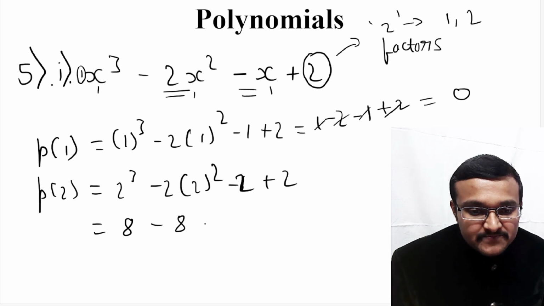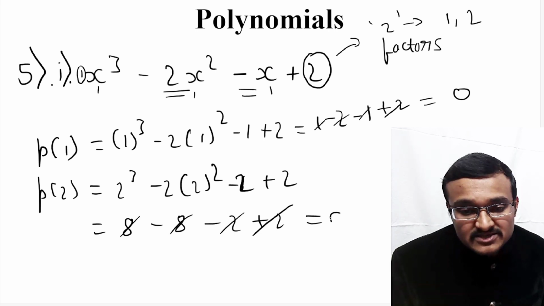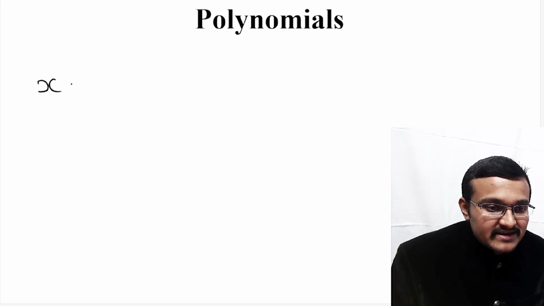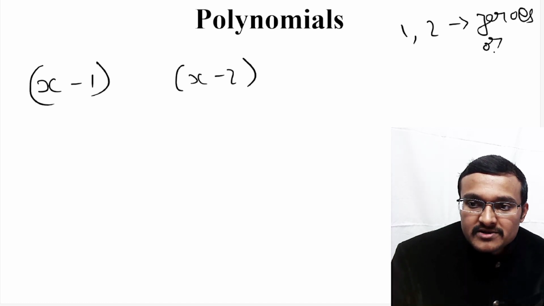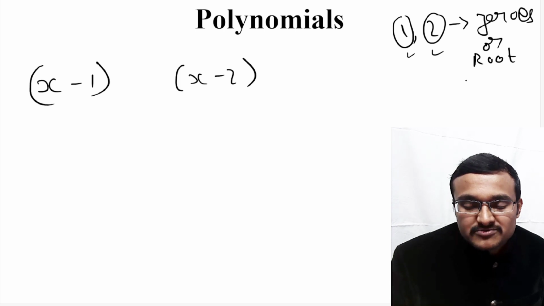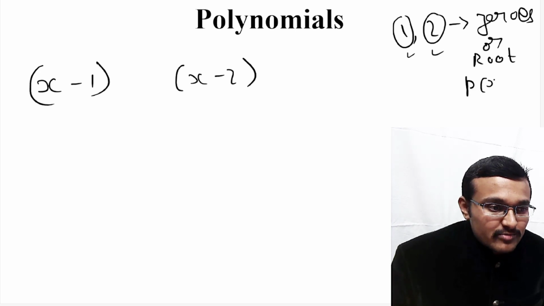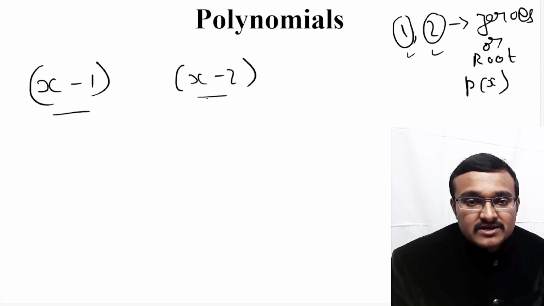So minus 8 minus 2 plus 2. So here plus 2 minus 2 minus 8 plus 8 get cancelled with each other, 0. So that means x minus 1 is also a factor and x minus 2 is also a factor, because 1 and 2 are the zeros or roots of this particular polynomial. So here we have found that p of 1 and p of 2 are equal to 0. So that means 1 and 2 are the zeros or roots of this particular polynomial p of x which they have given here. So that means one factor is x minus 1 and another is x minus 2.